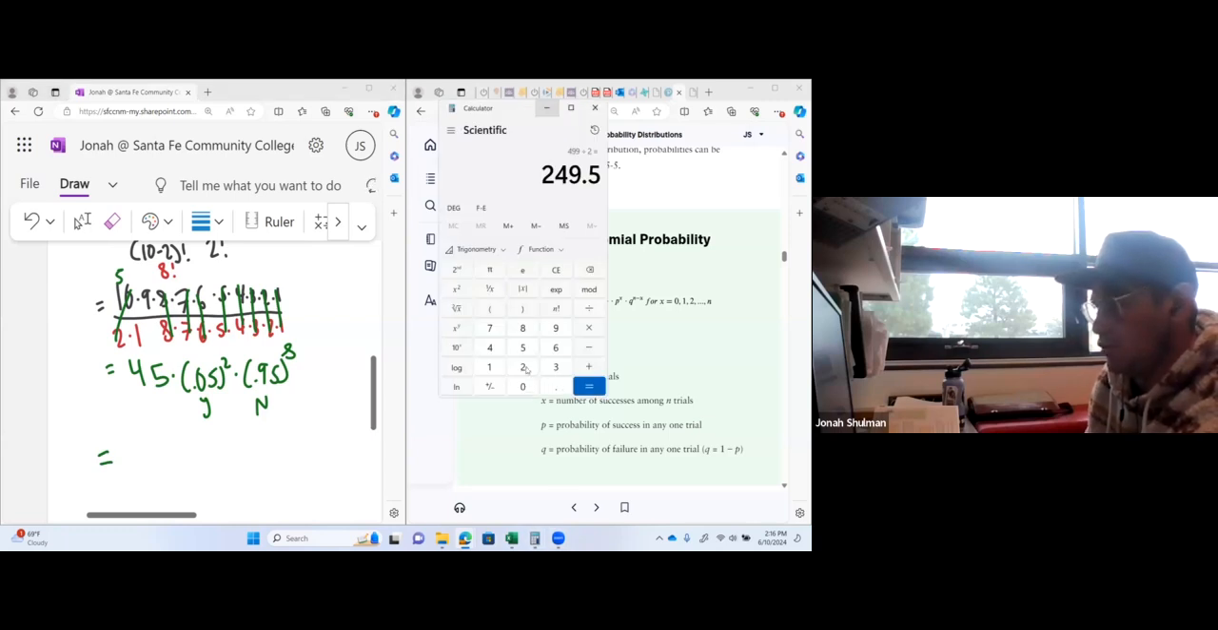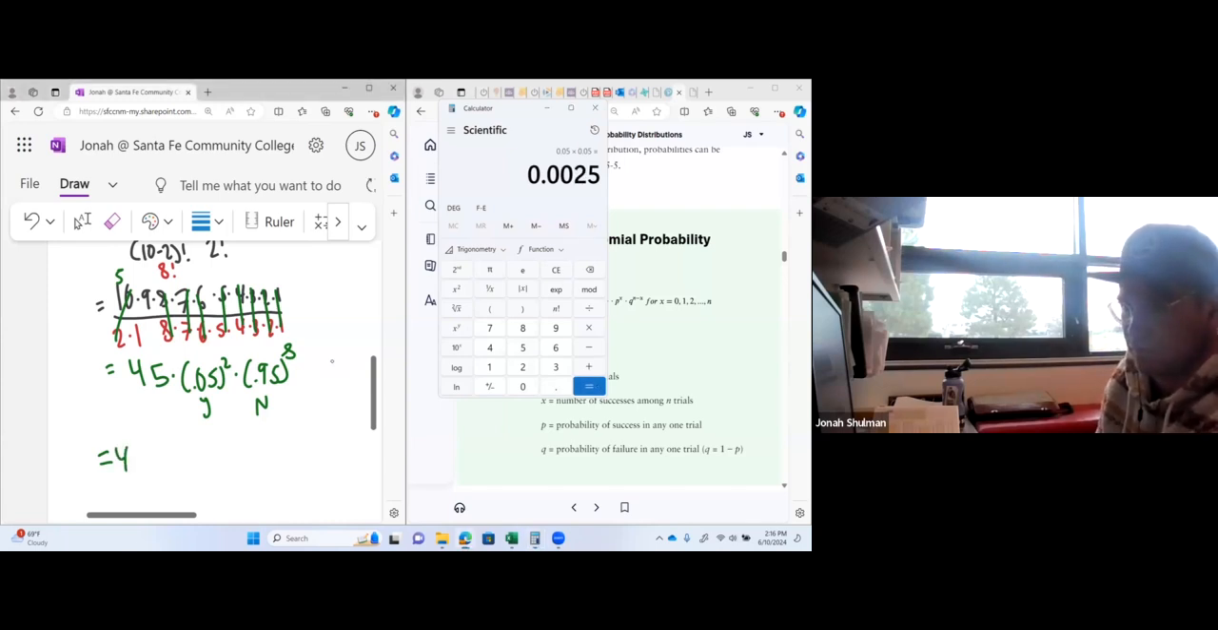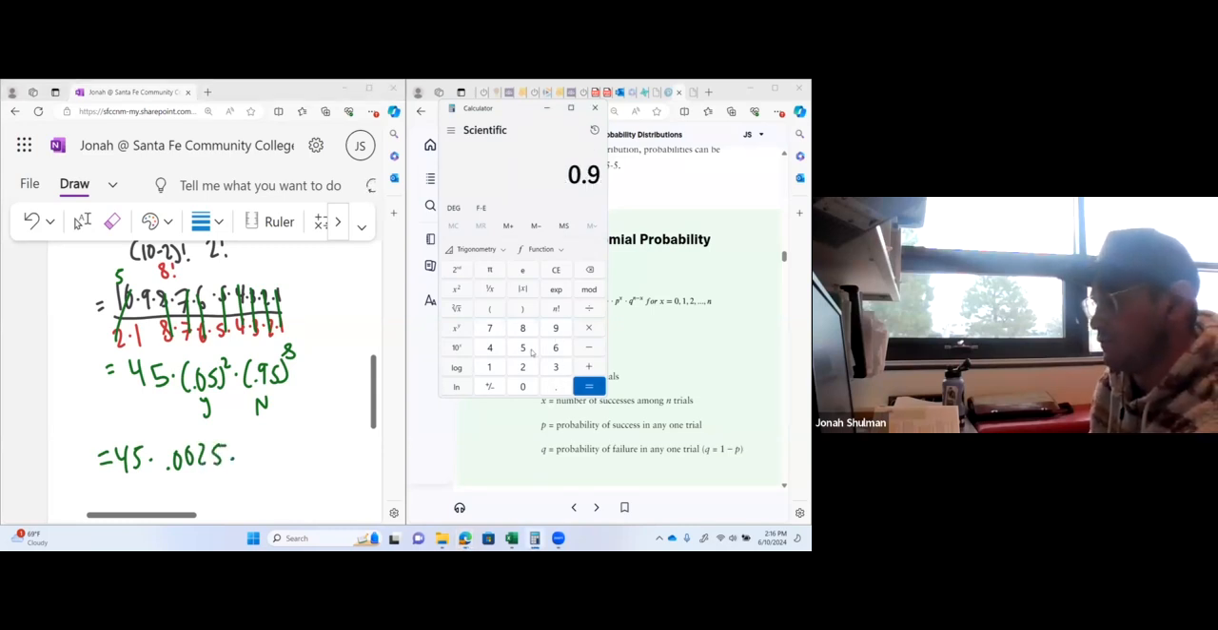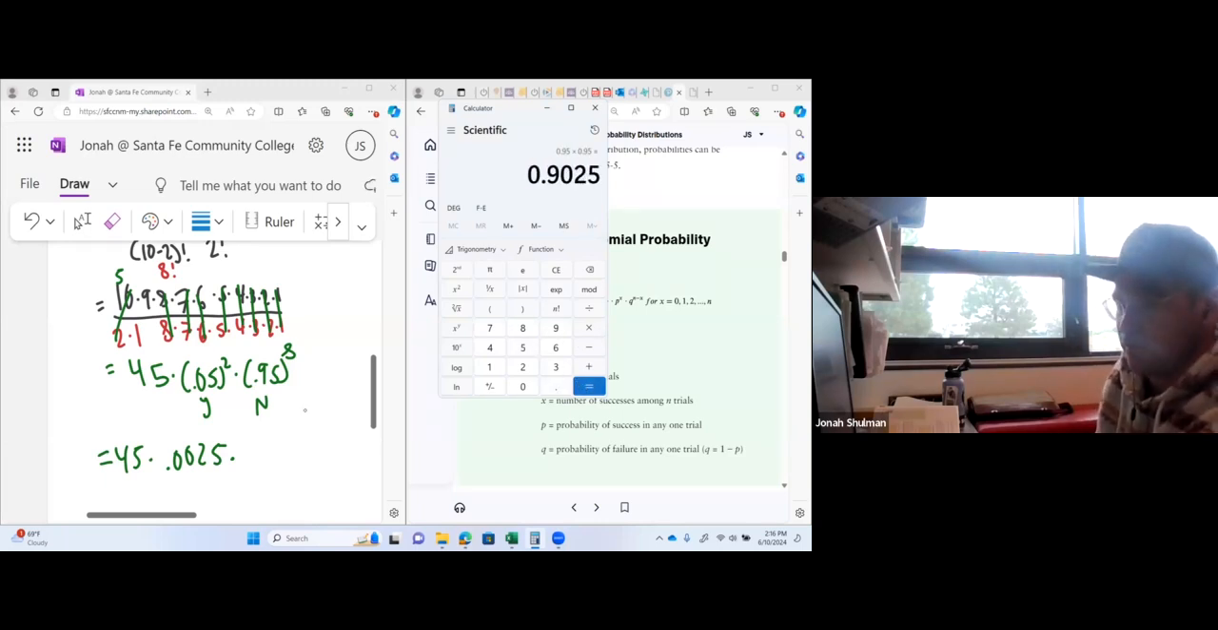So 0.05, sorry, 0.05 squared is going to be 0.025. That looks weird to you. You could do 0.05 times 0.05. 0.0025. So it's 45 times 0.0025. And this is going to be 0.95 times 0.95. And we have 0.9025. There's that piece. There's this piece.